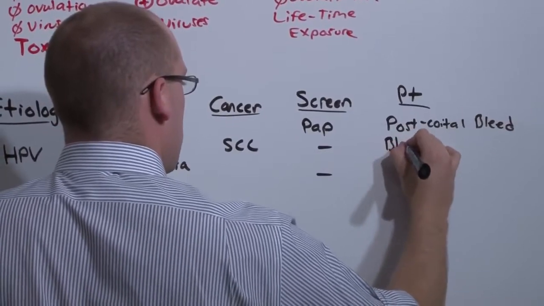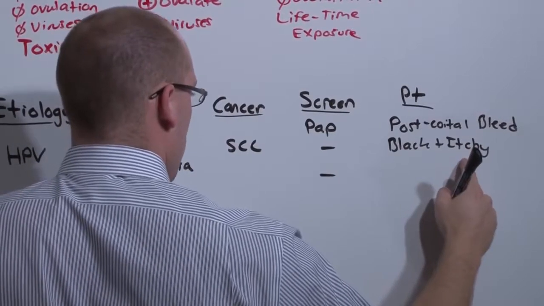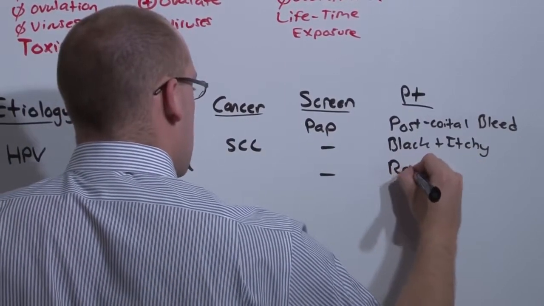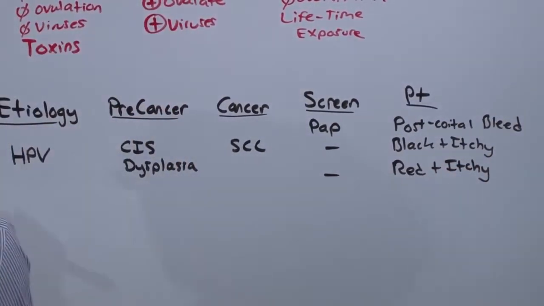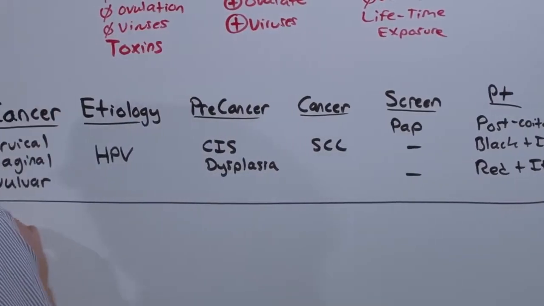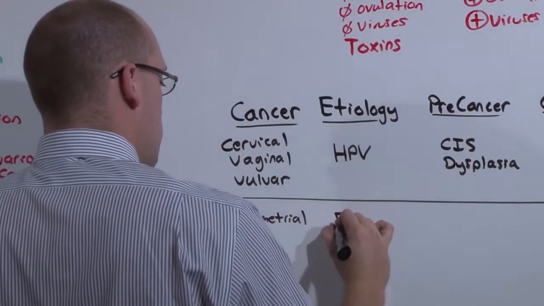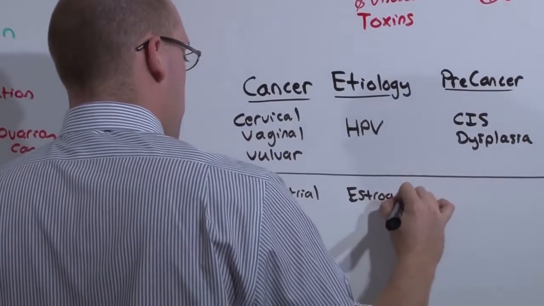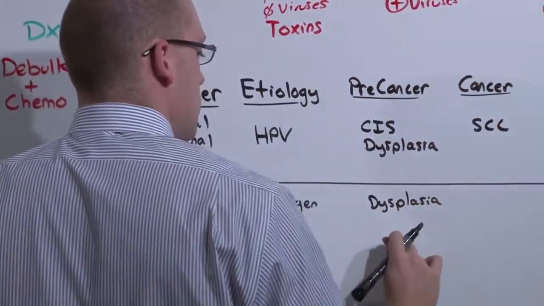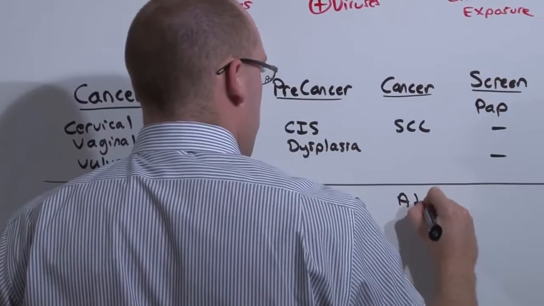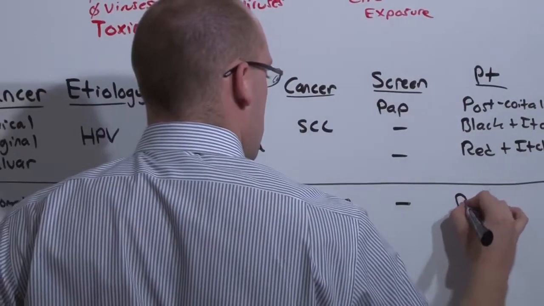Vaginal cancers are generally going to be black and itchy. So are melanoma and squamous cell carcinoma of the vulva. But don't forget about Paget's disease, which is red and itchy. Endometrial cancer is caused by exposure to estrogen. It goes through dysplasia and several types of atypical cells, and then becomes adenocarcinoma. There is no screen. The patient normally presents as a postmenopausal bleeder.